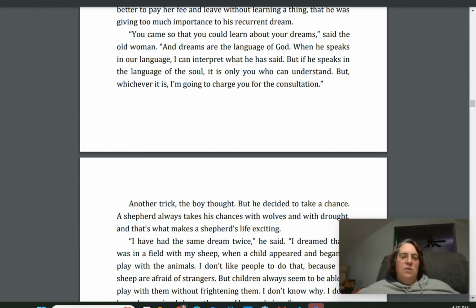"You came so that you could learn about your dreams," said the old woman. "And dreams are the language of God. When he speaks in our language, I can interpret what he has said. But if he speaks in the language of the soul, it is only you who can understand. But whichever it is, I'm going to charge you for the consultation."